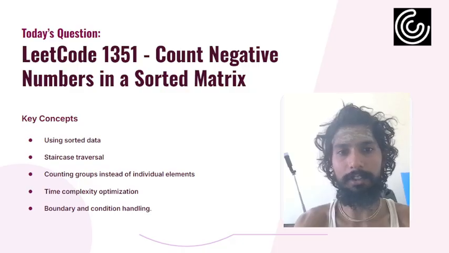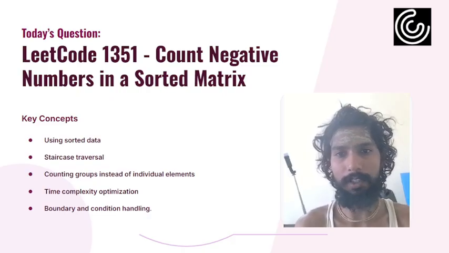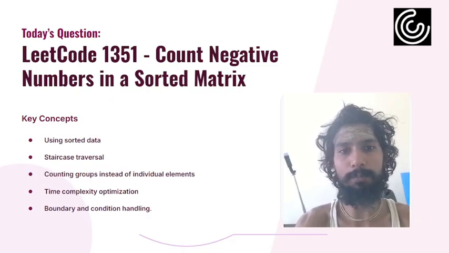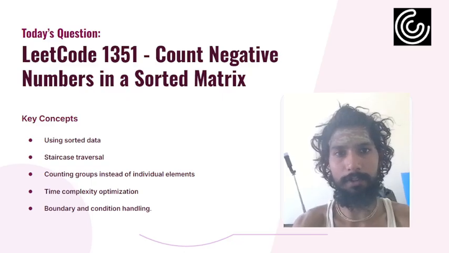Here the matrix is sorted both row-wise and column-wise. So we will first think from brute force, then improve it and finally reach the optimal O(m + n) solution. So let's read the problem carefully.